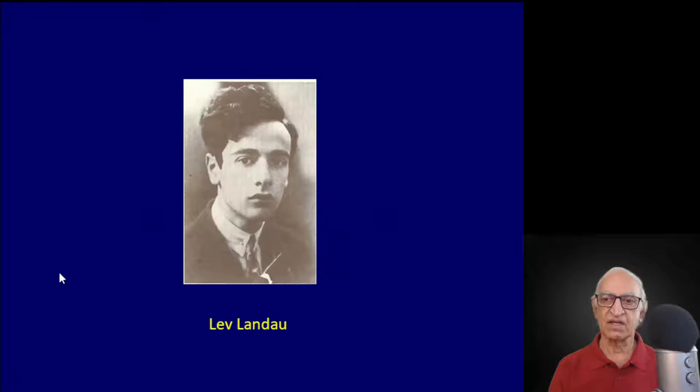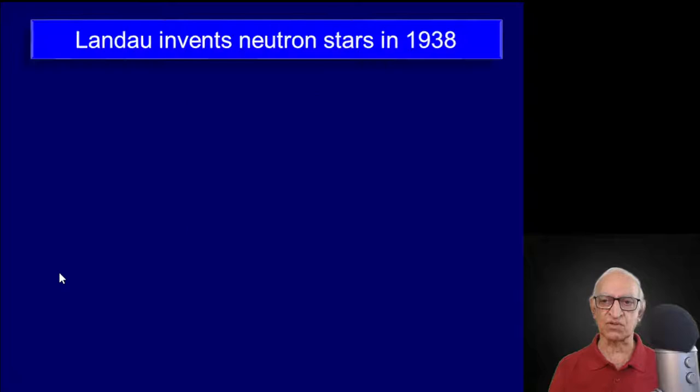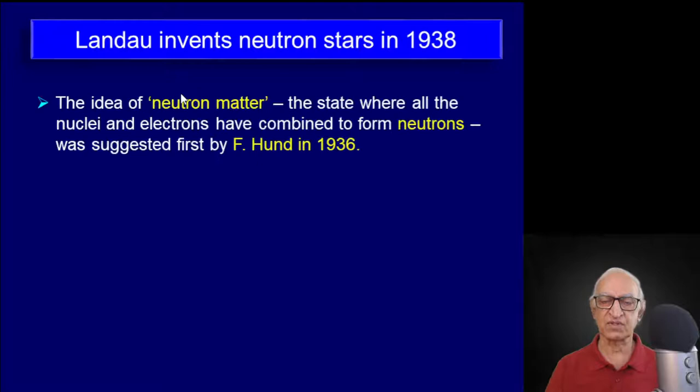First, let us recall the notion of neutron star itself and when it originated. It was Lev Landau in Moscow who in the year 1938 conjectured the formation of neutron stars at the cores of stars. The basis for his statement was an earlier discovery by Hund in 1936 that there could be situations when ordinary matter, which consists of protons and neutrons and electrons, will convert itself to neutron matter, with all the electrons combining with all the protons to form neutrons.